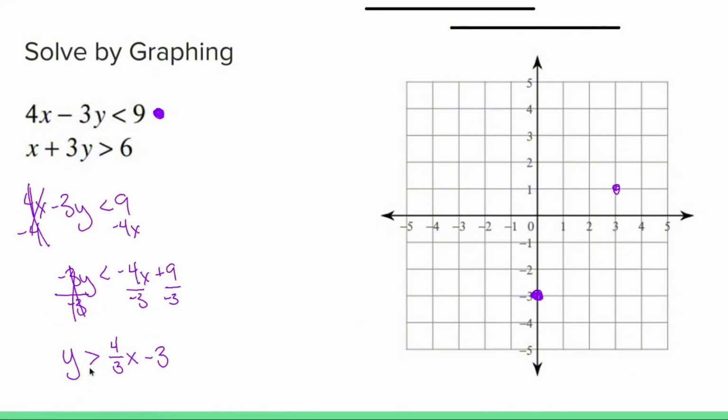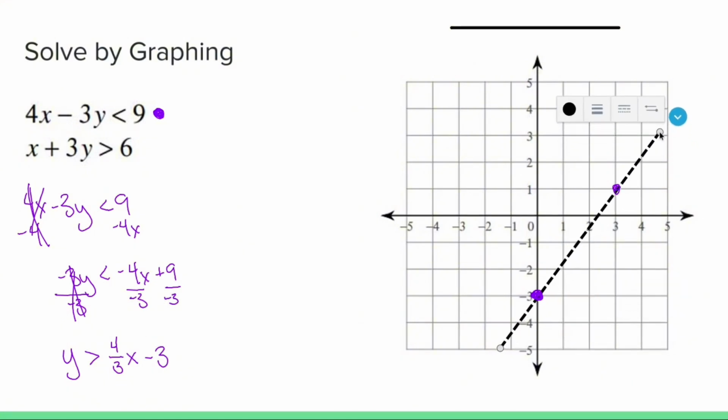Now, this is greater than, which means 2 things happen. Thing number 1 is you're not a solid line. You're a dashed line. So let's get a dashed line. Okay. Let's connect these dots.